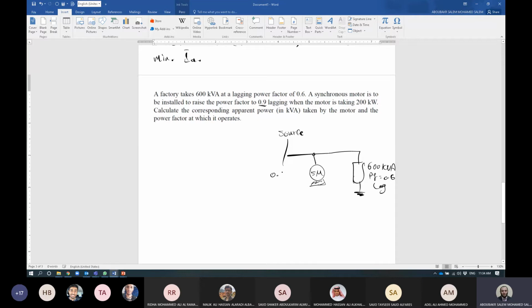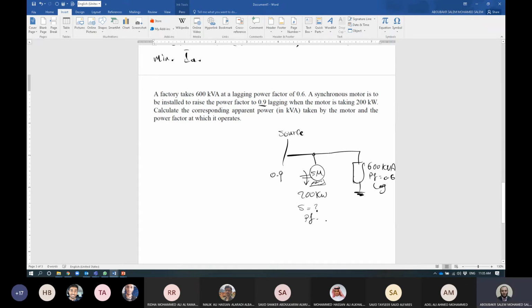So we need the power factor now here to be 0.9, and considering that the motor has 200 kilowatts. So this motor is already working and has a certain load. Calculate the corresponding apparent power in kVA taken by the motor and the power factor at which it operates. So what we need now is to calculate the apparent power and the power factor of the synchronous motor.